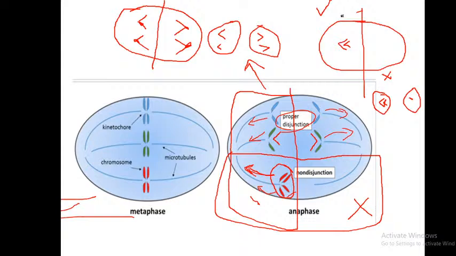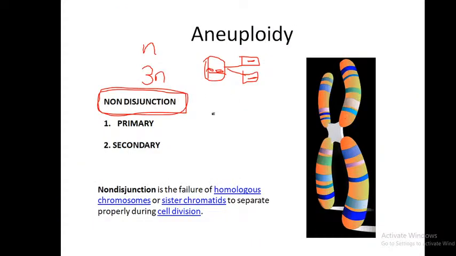One daughter cell receives both members, so this daughter cell gets both homologous chromosomes, but the other cell will have none. Both members of the homologous pair go to one cell, while the other daughter cell may receive none. Non-disjunction usually involves only one pair of chromosomes at a time. Non-disjunction can occur during meiotic division. Non-disjunction is of different types.